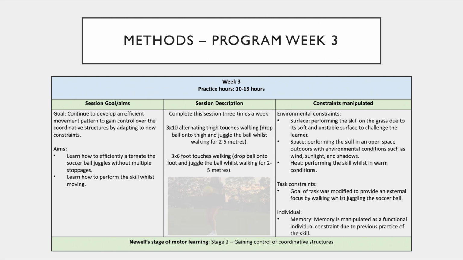At the completion of week 3, the learner was able to gain control of the coordinative structures by adapting to new constraints. This in turn forced the learner to self-organize and utilize multiple degrees of freedom to produce fewer rigid movements and thus enhance their perception-action coupling.